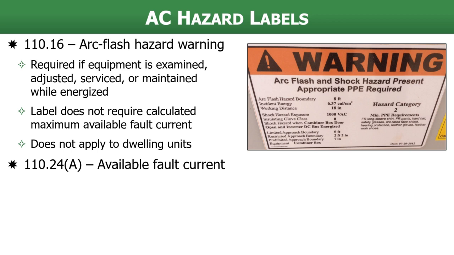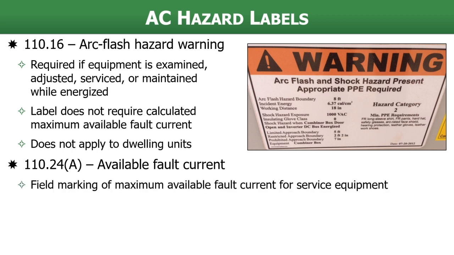Another label that's required in 110.24(A) is the available fault current. Basically, the field marking of the maximum available fault current must be on the service equipment. Oftentimes it exists in, again, the commercial realm, larger buildings, but not really in the residential sector.